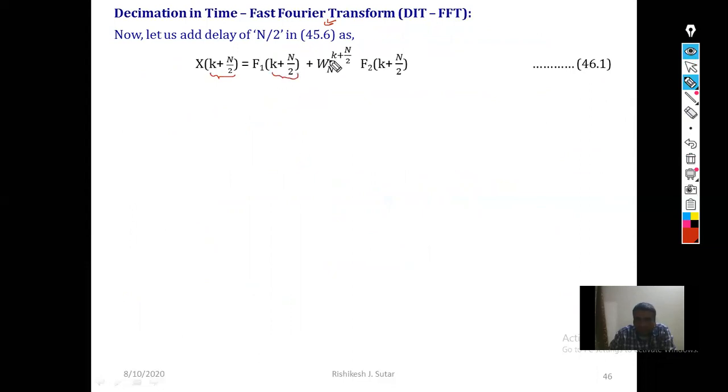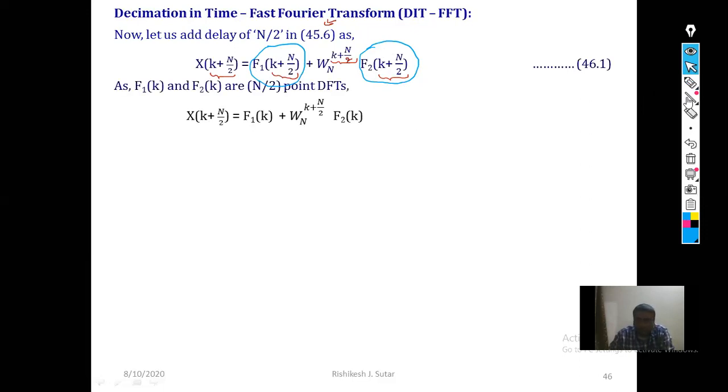f1 of k will be replaced by f1 of k plus n by 2. This wnk will be replaced by wnk plus n by 2, and f2 of k will be replaced by f2 of k plus n by 2. But this f1 of k is n by 2 point DFT, so this f1 of k plus n by 2 will be equal to f1 of k. And f2 of k is an n by 2 point DFT, so this f2 of k plus n by 2 is equal to f2 of k. So similarly, I can put that in this equation, and what you can write is this. So this is the same, x of k plus n by 2.